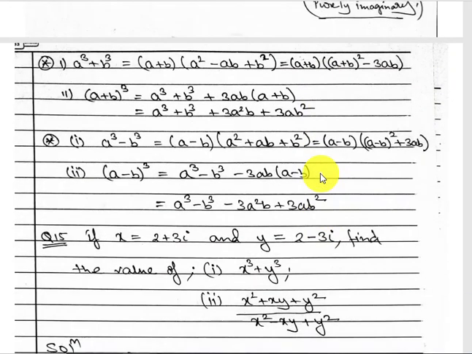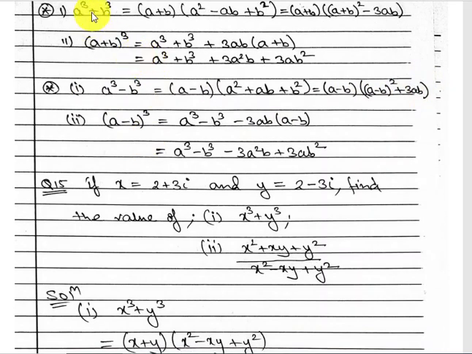Now before we go to the next question, recall these formulas. These formulas were done in class 9 only. Anyway, let us see again. A cube plus b cube can be written as (a plus b)(a square minus ab plus b square), or you can write (a plus b) times ((a plus b) whole square minus 3ab). (a plus b) whole cube is this. Now a cube minus b cube can be written as (a minus b)(a square plus ab plus b square), equal to (a minus b) times ((a minus b) whole square plus 3ab). So you have to remember these formulas.